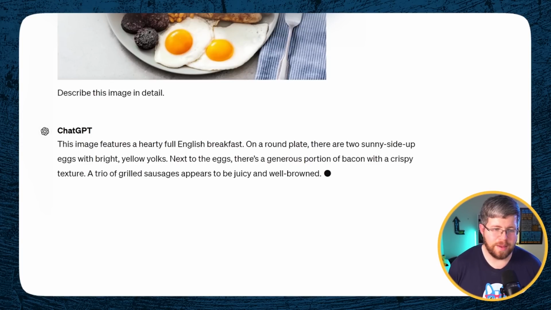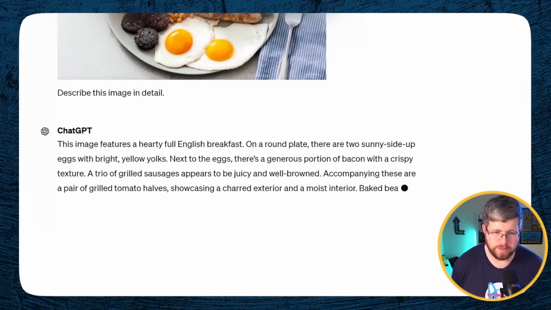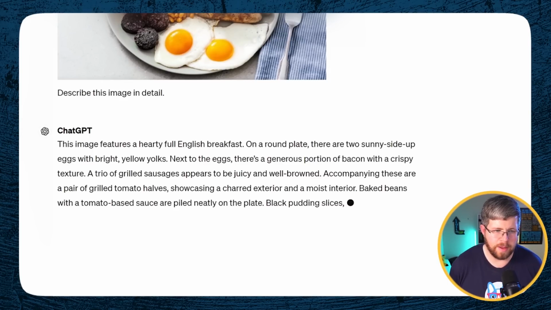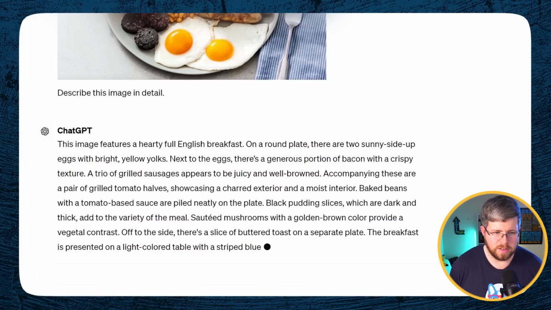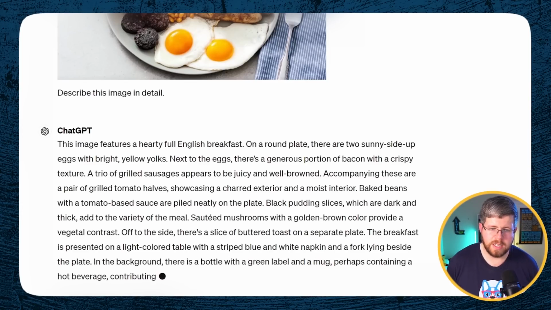And sure enough, it says the image features a hearty, full English breakfast. On a round plate, there are 2 sunny side-up eggs with bright yellow yolks. Next to the eggs, there is a generous portion of bacon with a crispy texture. A trio of grilled sausages appears to be juicy and well browned. Accompanying these are a pair of grilled tomato halves showcasing a charred exterior and a moist interior.